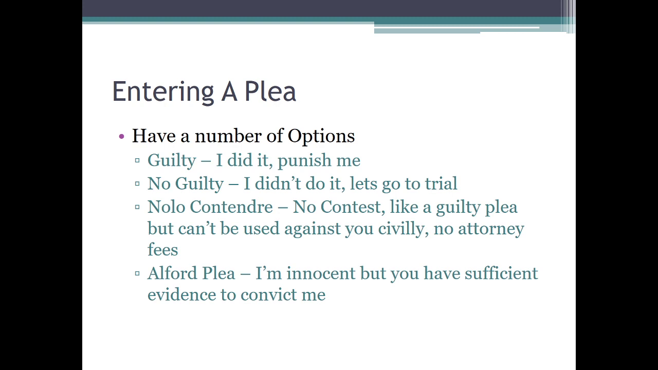Now, there's two other options. No contest, also called nolo contendere. It's very like a guilty plea, but you can't use it against a person civilly later. And there's also no attorney fees generally associated with it. Then there's what's called an Alford plea, where I'm innocent, but I say you have sufficient evidence to convict me, and I won't oppose you. Those are both pretty rare. Most of the time it's either guilty or not guilty.